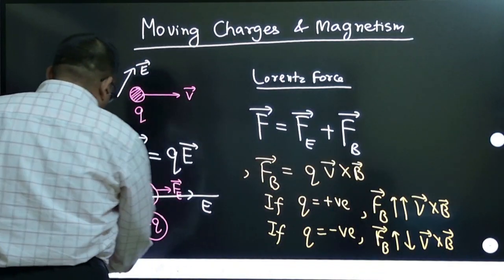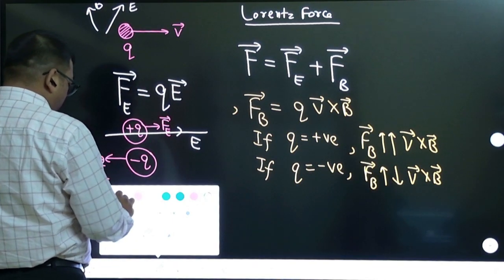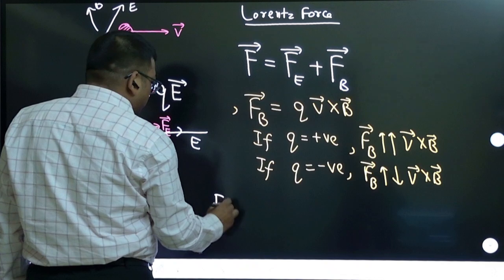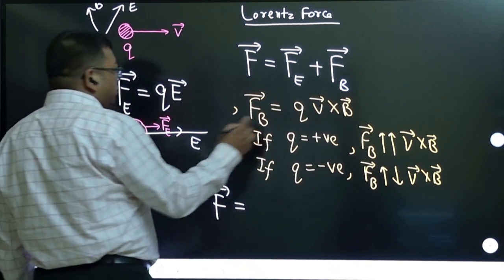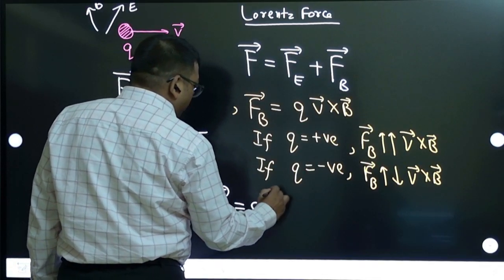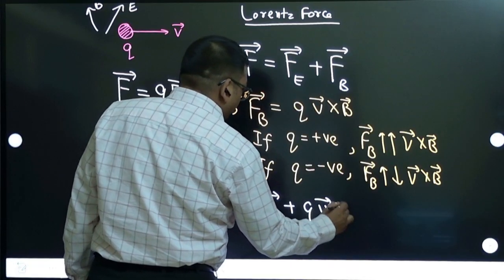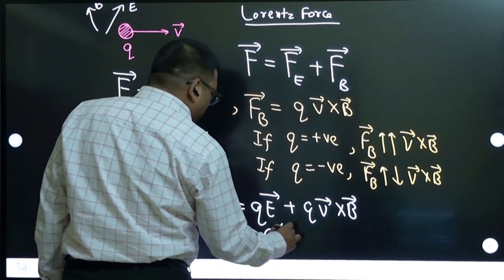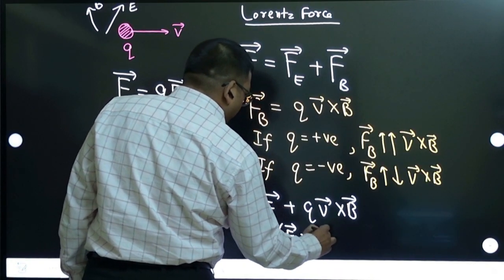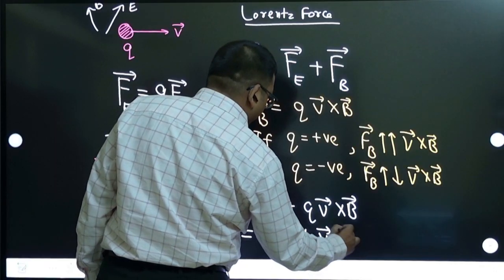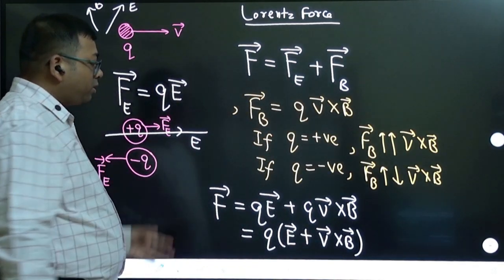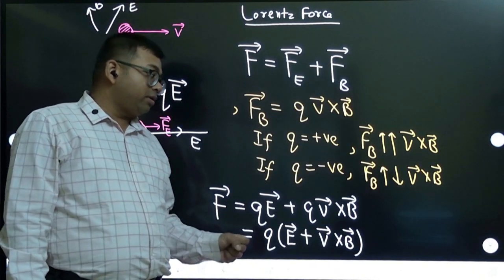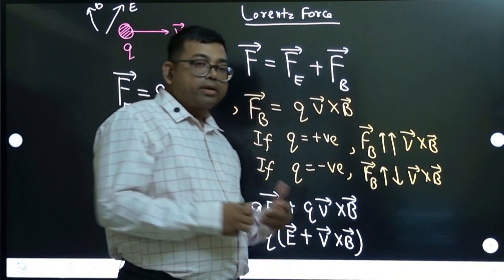Now we can substitute to get the total force acting on the charged particle. If I substitute the magnetic force and electric force, the total force is q E vector plus q v cross B vector. Now we can take q common, so this becomes q times E vector plus v cross B vector. That's the total force acting on the moving charged particle in a magnetic field as well as an electric field. We will be focusing more on magnetic force in this chapter.